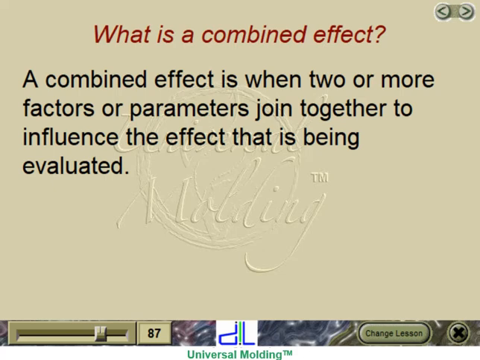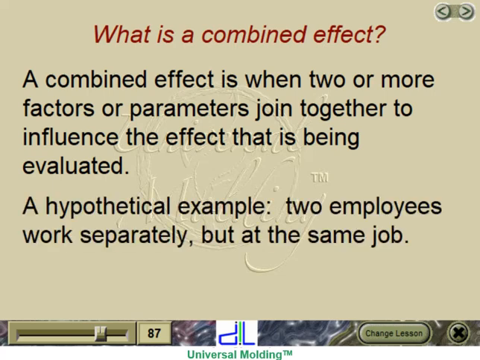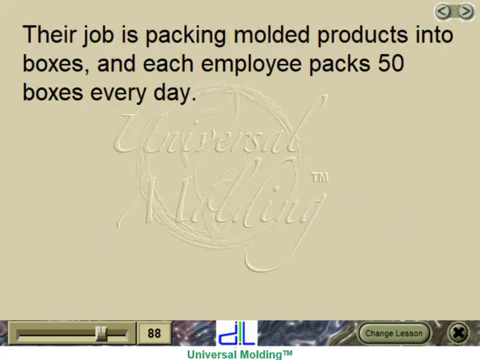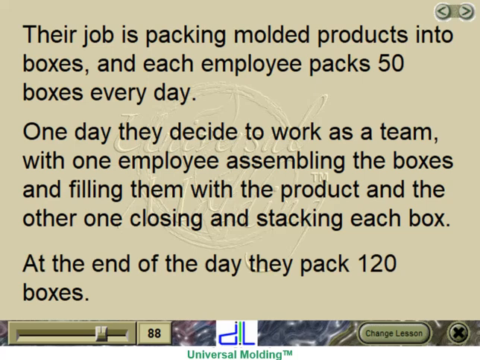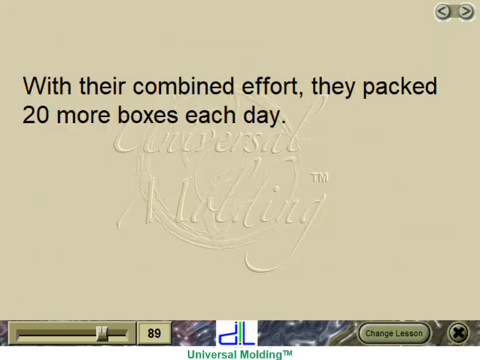A combined effect is when two or more factors or parameters join together to influence the effect that is being evaluated. A hypothetical example. Two employees work separately, but at the same job. Their job is packing molded products into boxes, and each employee packs 50 boxes every day. One day they decide to work as a team, with one employee assembling the boxes and filling them with the product, and the other one closing and stacking each box. At the end of the day, they pack 120 boxes. With their combined effort, they pack 20 more boxes each day.